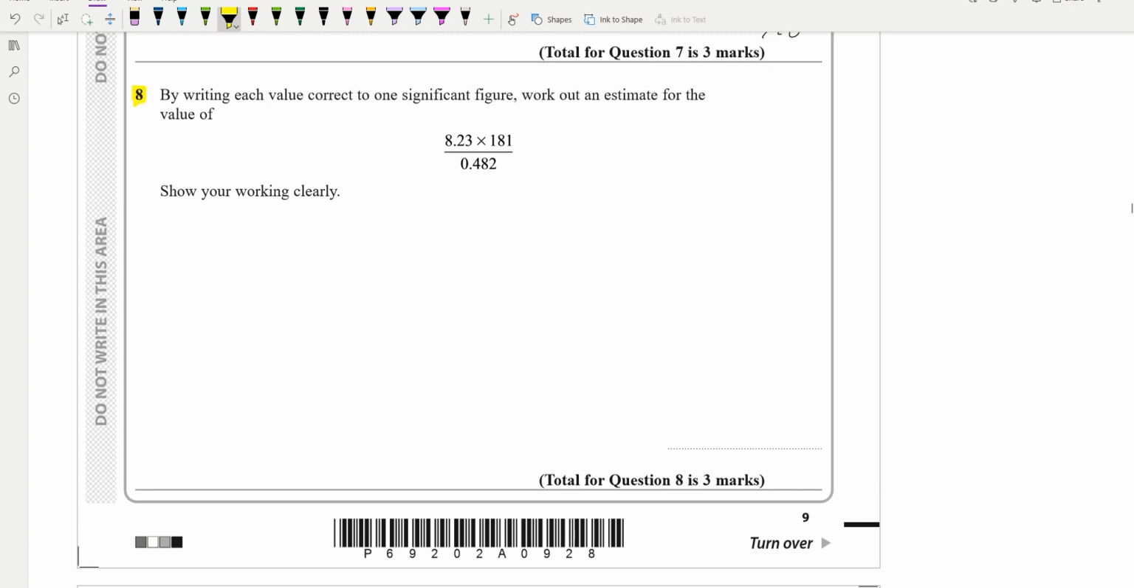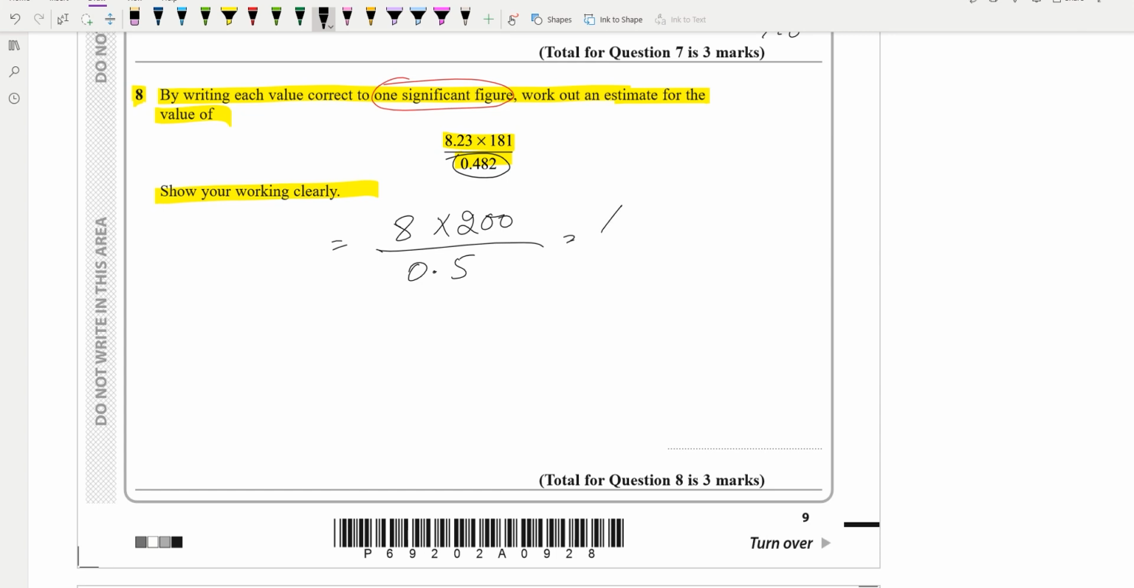Next, question number 8 says, by writing each value correct to one significant figure, estimate the value. So we have to write all these numbers to one significant figure and then estimate. Show your working clearly. 8.23 to 1 significant figure will be 8, and 181 to 1 significant figure will be 200. In 0.482, leading zeros are insignificant, so 0.4 will be rounded up because of the 8, which is more than 5, so it will be 0.5.